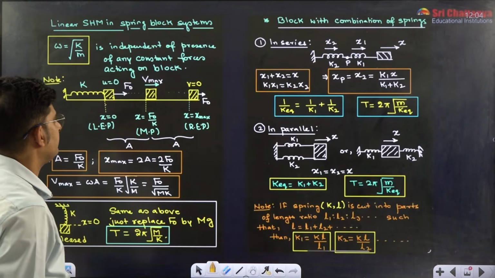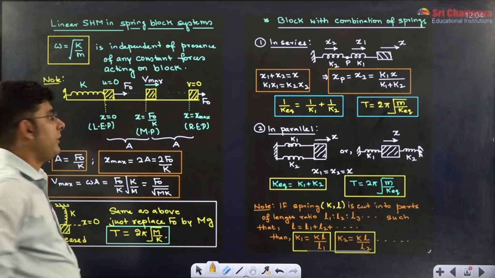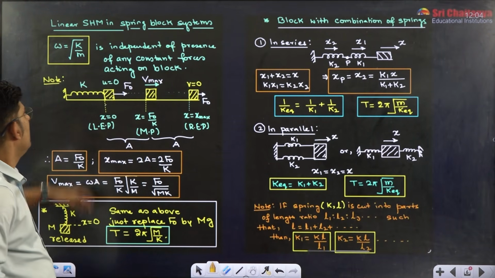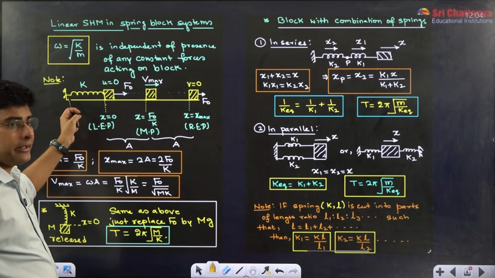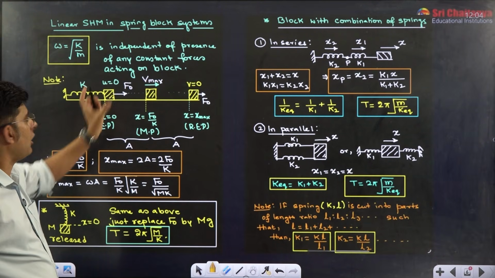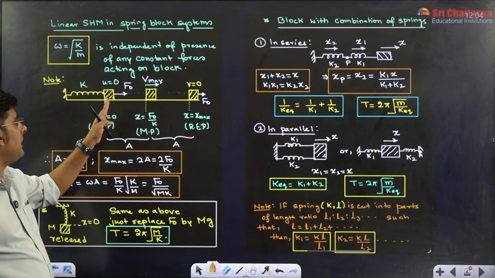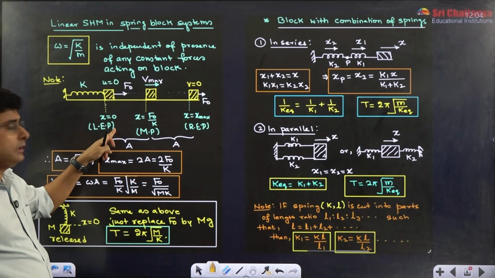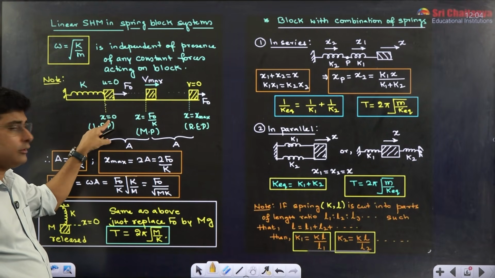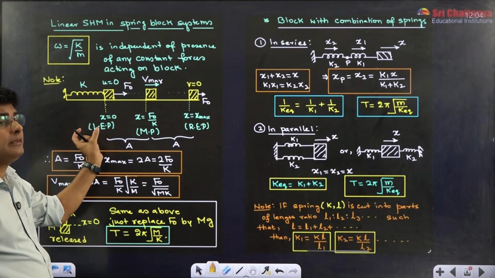Next, linear SHM in spring block system. We have a very important case of spring block system, where we have a spring attached to a block and we have kept this end fixed, and suppose initially the block was at rest and we start applying a constant force F naught. So if you apply a constant force F naught, what will happen? This won't be the mean position now. This spring is relaxed, so x equals 0, but its speed is 0, so it won't be mean position, it is left extreme position.